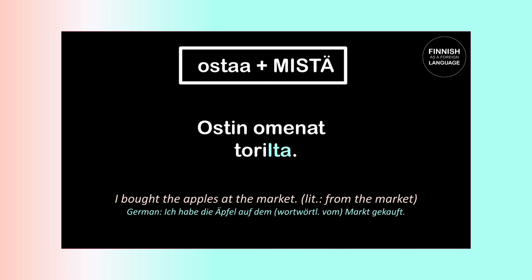Ostin omenat torilta. Ostin omenat torilta means I bought the apples from the market. So ostin means I bought. It's the first person singular past tense of the verb ostaa. Omenat means the apples. Here we are talking about a specific amount of apples. That's why we use T plural here for the apples. And torilta means from the market, ablative case. Why ablative case? Because a market is an open place.